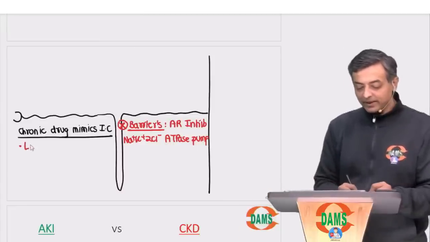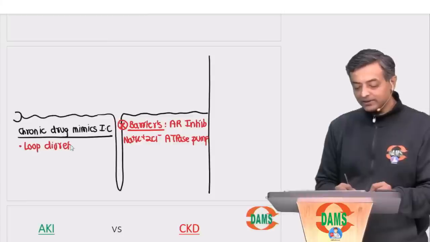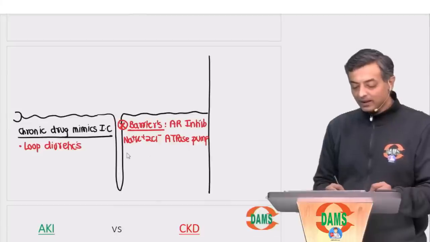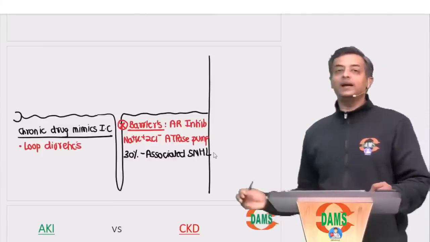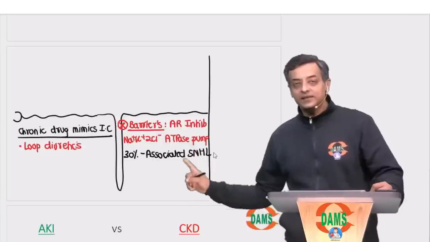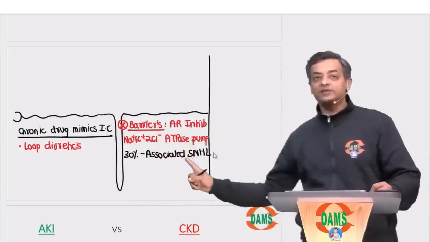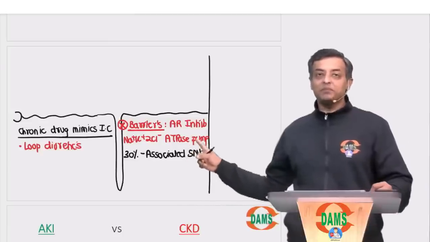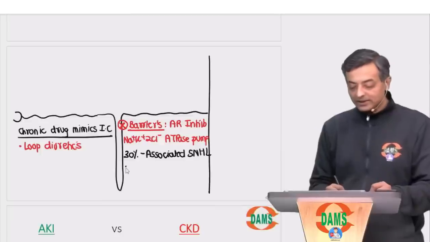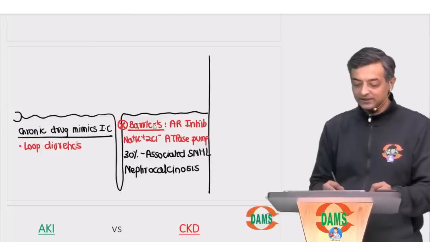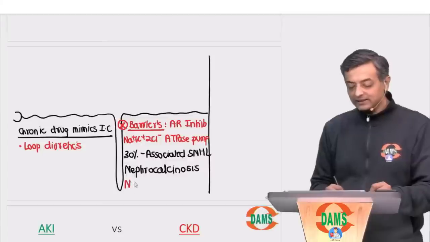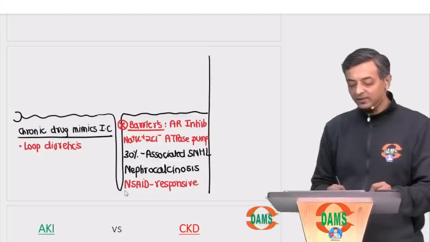This is mimicked by chronic use of loop diuretics. But 30% of patients have associated deafness because the same pump is also maintaining endolymph concentration in the cochlea. That's why we study that loop diuretic side effect is ototoxicity, because the same pump is also working in the cochlea. There is also risk of nephrocalcinosis. But an important feature is that it is NSAID responsive.